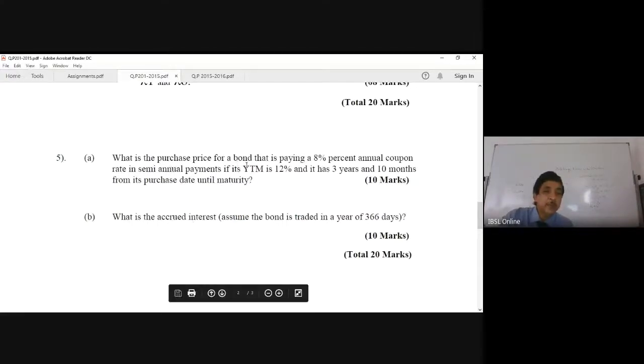Now the next one. What is the purchase price for a bond that is paying 8% annual coupon rate in semi-annual payments if its YTM is 12% and it has 3 years and 10 months from its purchase date until maturity?